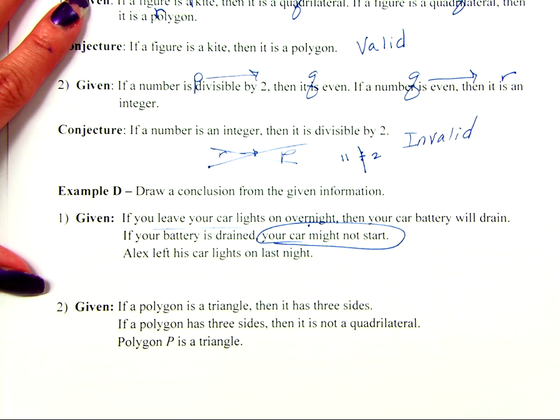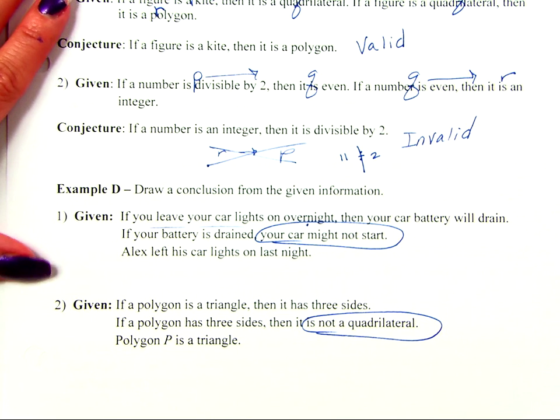Number 2, if a polygon is a triangle, then it has 3 sides. If a polygon has 3 sides, it's not a quadrilateral. Polygon P is a triangle. What can we conclude? Well, we can conclude if polygon P is a triangle, it is not a quadrilateral.